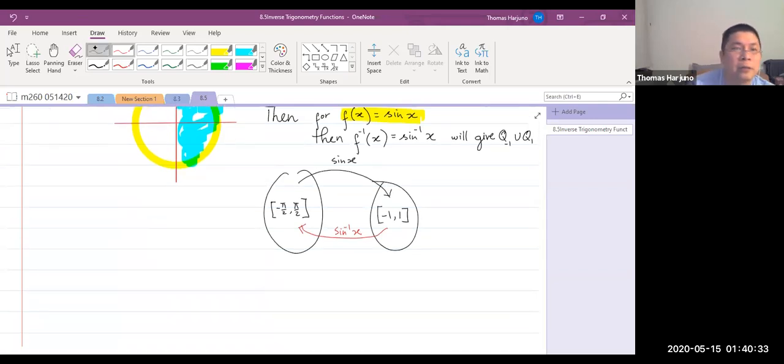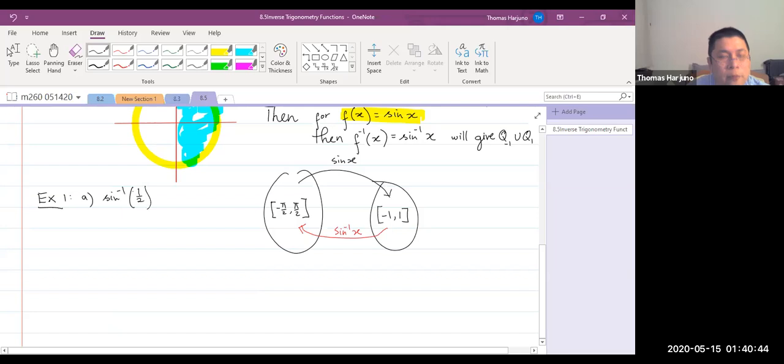Now, what does it mean? It means the following. Suppose, for example, I ask, what is sine inverse of 1/2? The way we think will be as the following: sine of what angle equals 1/2? Sine of pi over 6 and 5 pi over 6, right? You see what I mean?